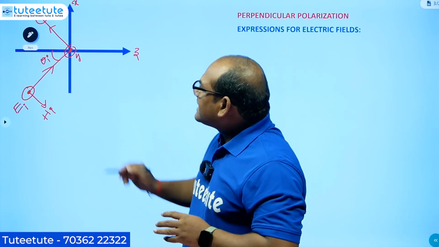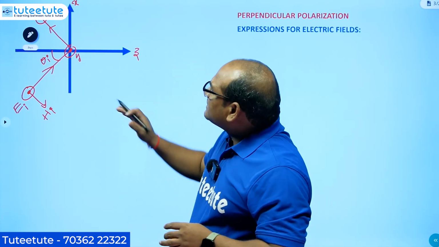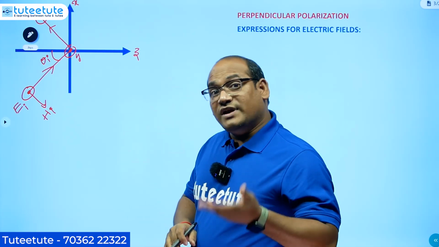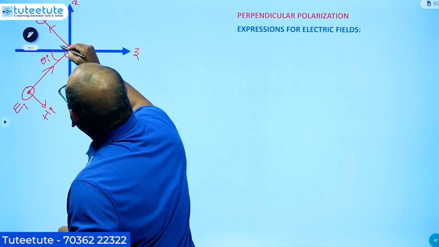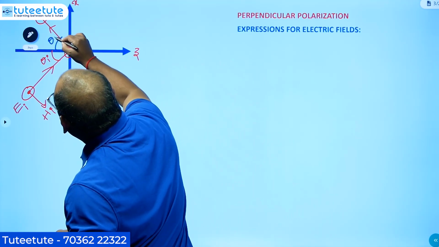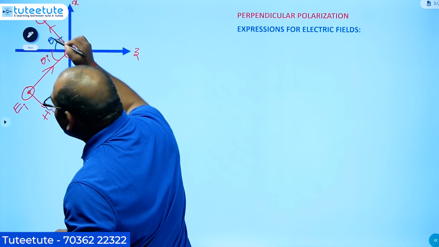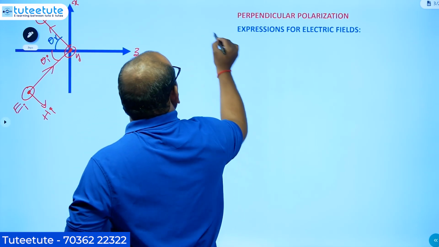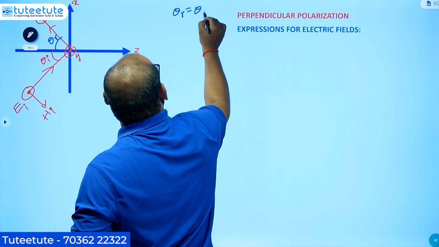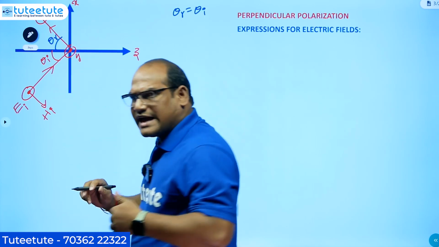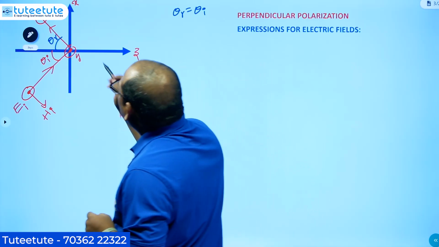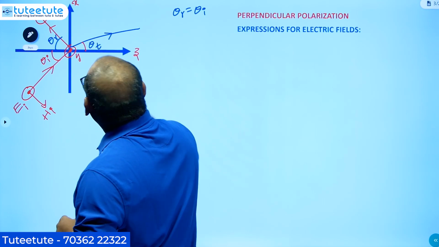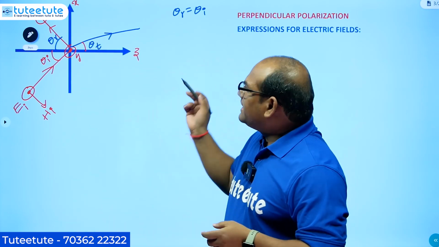Once you complete the incident and reflected orientations, the transmitted wave's representation is very simple, similar to this one. Before going to that, what is the angle made by this one? Theta r actually, but according to Snell's law of reflection, theta r is equal to theta I. So for your convenience, here I will write theta I also. There is no problem. Next, the wave will be refracted, so this angle will be different, that is theta t. This is the refracted wave or the transmitted wave in medium 2.